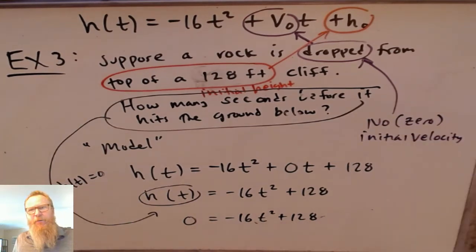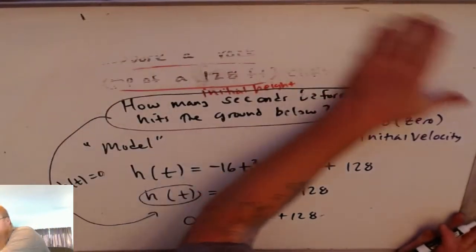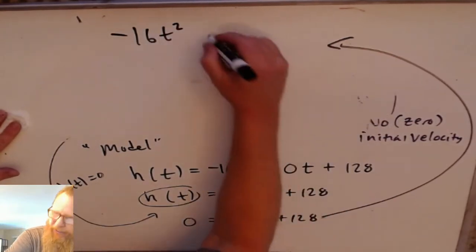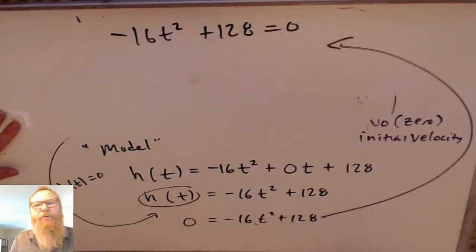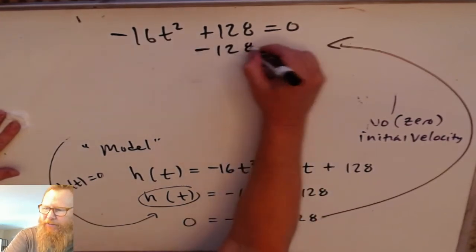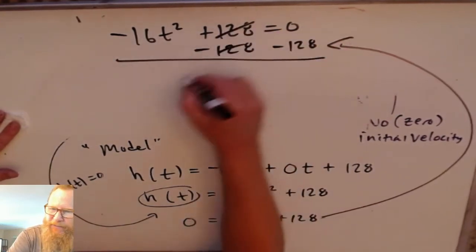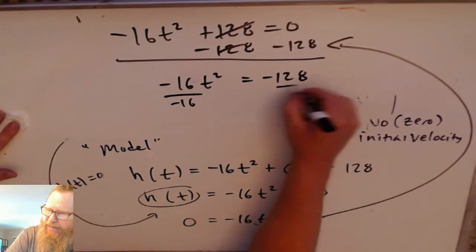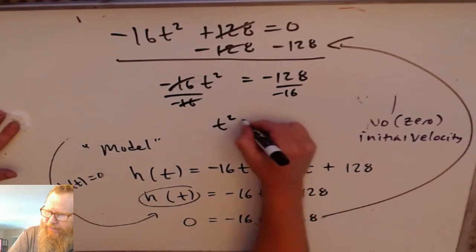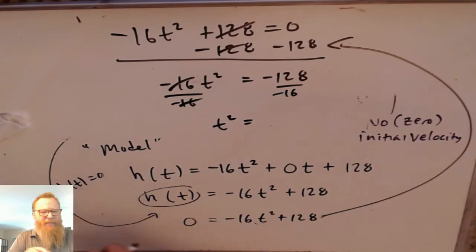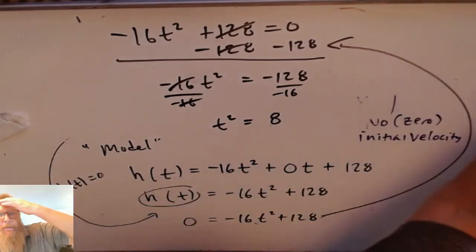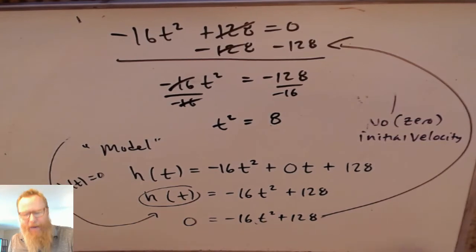Okay, and then now solve this equation. You know how I like to do it. I like to make it look like a traditional equation. Set it equal to 0. Subtract 128 from both sides. Divide by negative 16. Can you do that in your head? Is it 8? I don't know. Let's see. 128 divided by 16. 8. So t squared is 8.